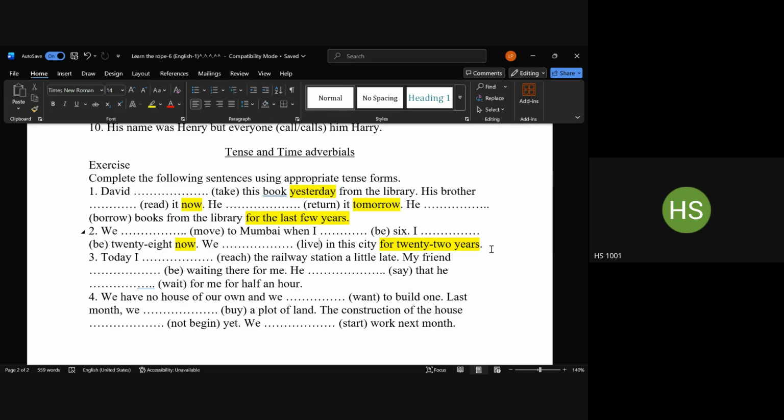Third one: today I dash reach the railway station a little late. My friend dash be waiting there for me. He dash say that he dash wait for me for half an hour. Today I reached the railway station a little late, right? So today is also a time marker here, an adverbial. I reached the railway station a little late.